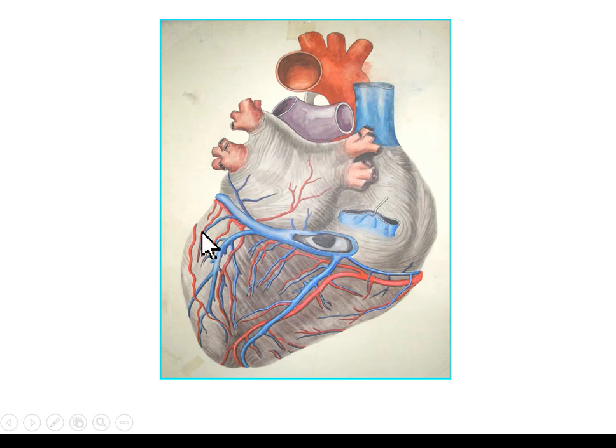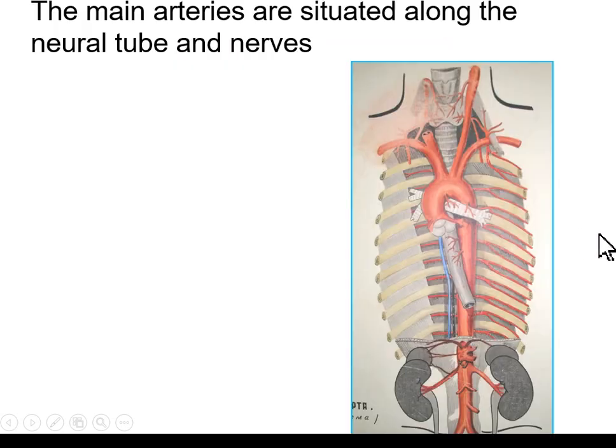Here we can see the heart, and on the base of the heart we can see the precardiac vessels, arteries. It is the aorta. This is the pulmonary trunk. The main arteries are situated along the neural tube and nerves.